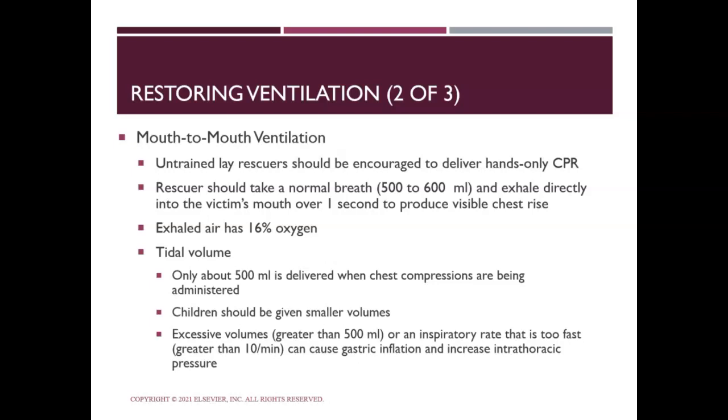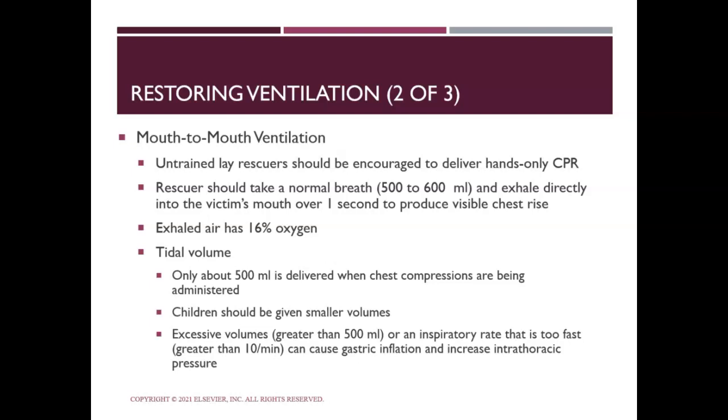Hopefully you guys never have to run across this. You're obviously not going to have this happen to you in the hospital, but mouth-to-mouth ventilation gives a lot of people kind of the ick. This is why untrained lay rescuers are encouraged to use hands-only CPR.